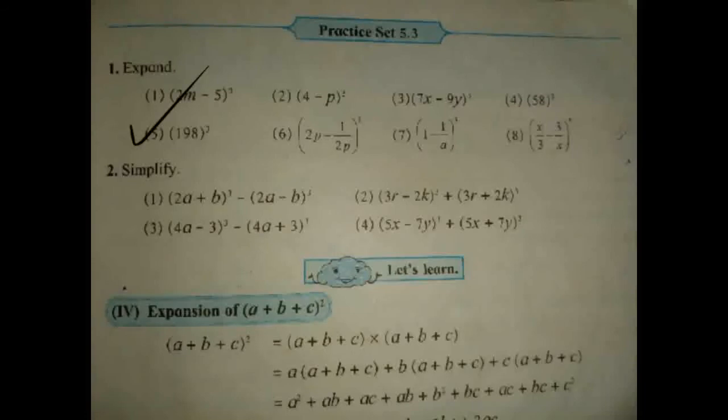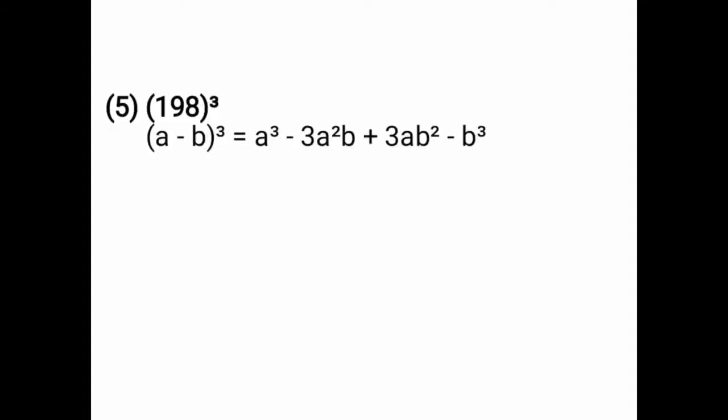Next, 198 cube. (a minus b) the whole cube is equal to a cube minus 3a square b plus 3ab square minus b cube. Now you have to take the subtraction expansion form of the number 198, that is (200 minus 2) the whole cube. After number 198, 199 is coming. After number 199, 200 is coming. So you have to take 200 because its unit place is 0. 200 minus 2 is 198. This way I have to take the subtraction form of the number 198.